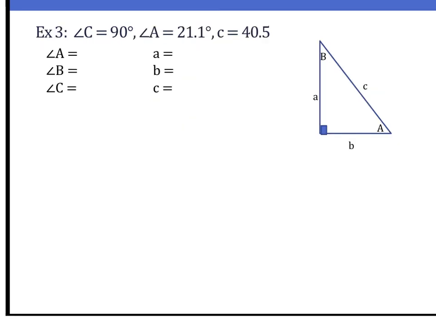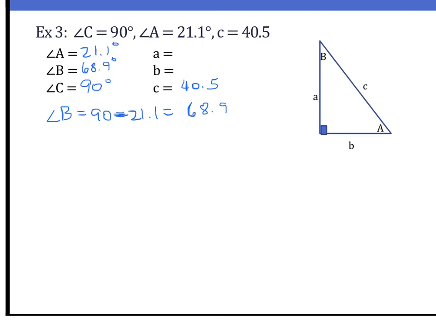Okay, so we're going to have one more of these triangles. I'm going to fill in what I know. And I see that I only know one side, so I'm going to begin with my angles. And I will begin by subtracting angle A from 90 for my angle B. I get 68.9. These are all degrees, so we need to put our little degree marks. Alright, so we've got A down, B down, C down, and we know the hypotenuse.